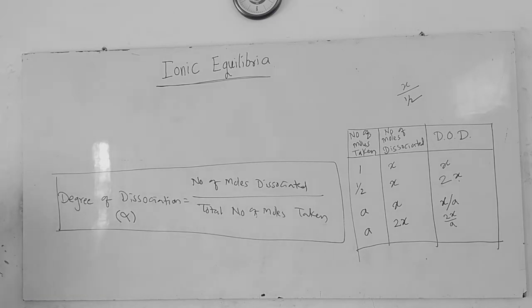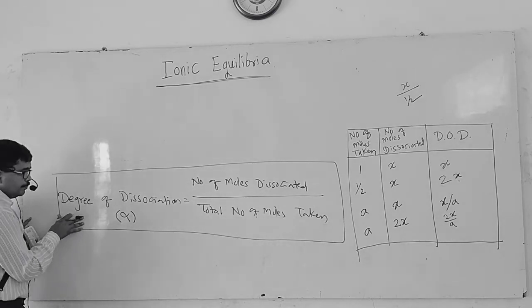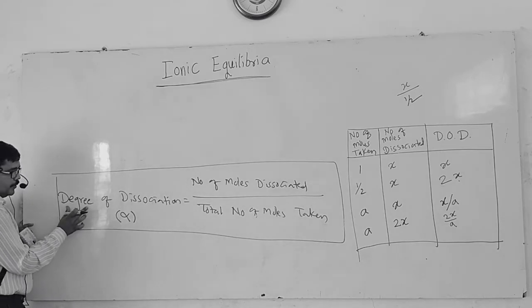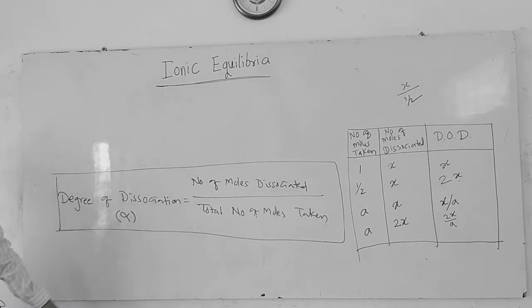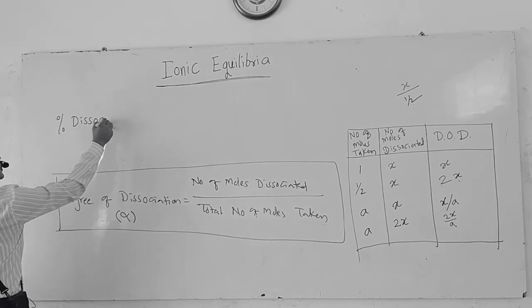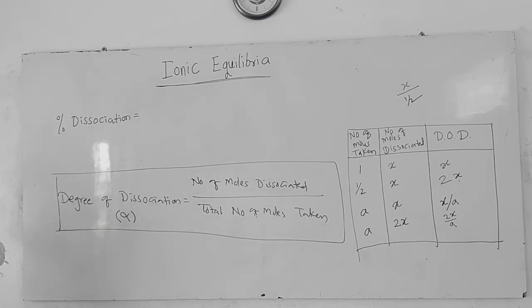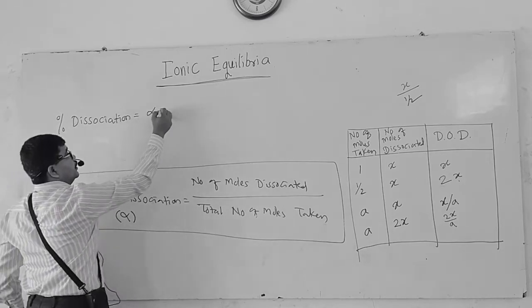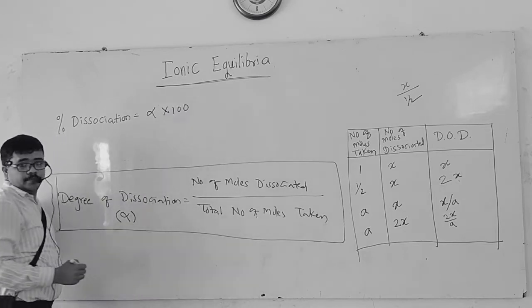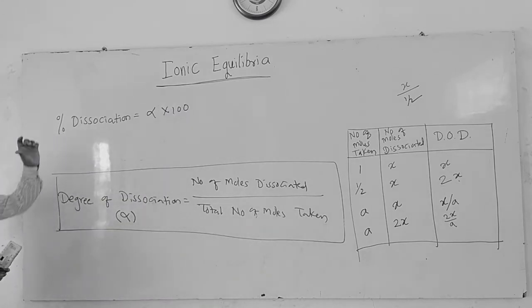Now, the next point is one more thing. This is the formula to calculate degree of dissociation. Now, you can calculate percentage dissociation also. How can you calculate percentage dissociation? Alpha into 100. If you will be asked to calculate percentage dissociation, what you will do?